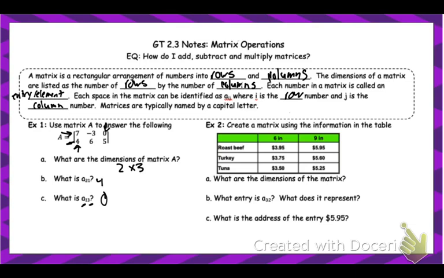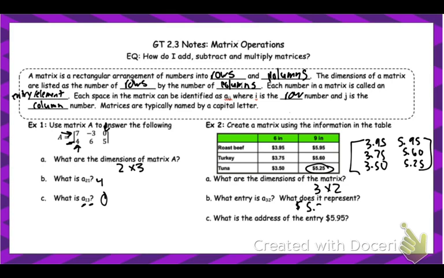All right, so something that's good for matrices is to use it just for data. So something like the data in this chart, I could just rewrite this as a matrix and just use those values, and then perform whatever operations I would need to perform. The dimensions of this matrix, there are 3 rows and 2 columns. Entry 3, 2, that is the third row, second column. And that just represents the cost of a 9-inch tuna sandwich.